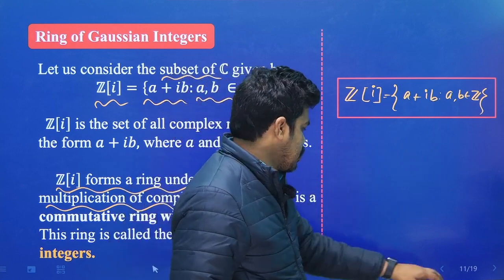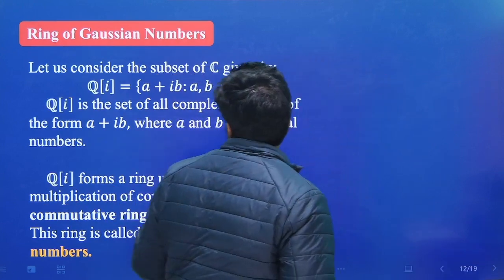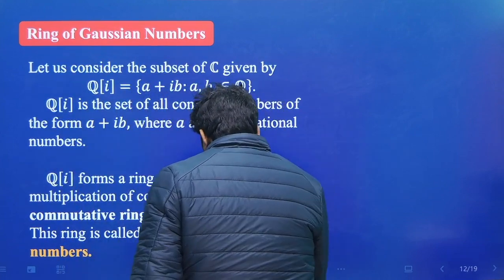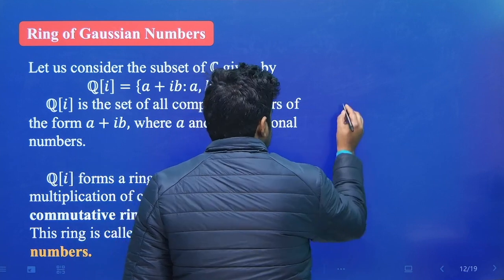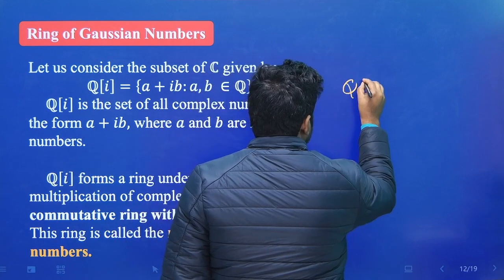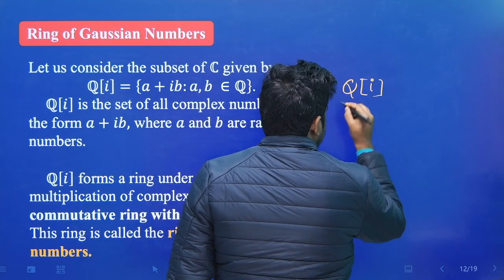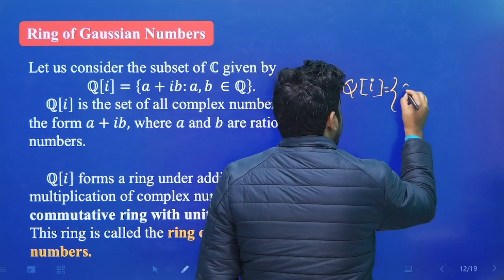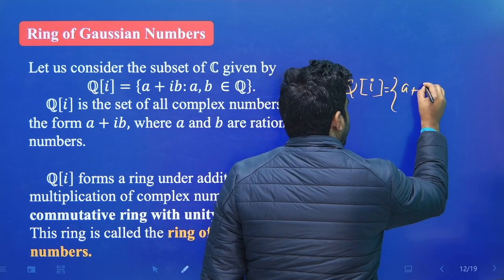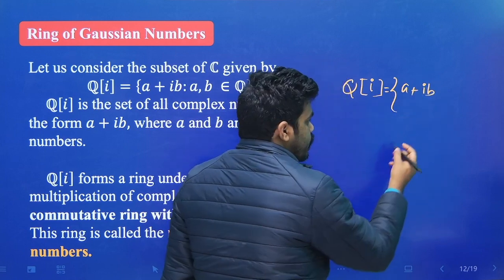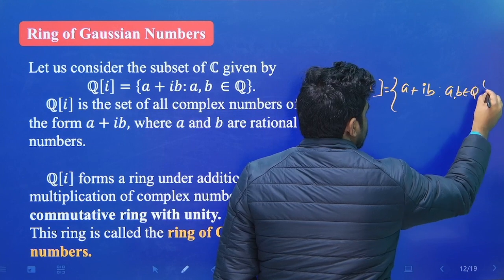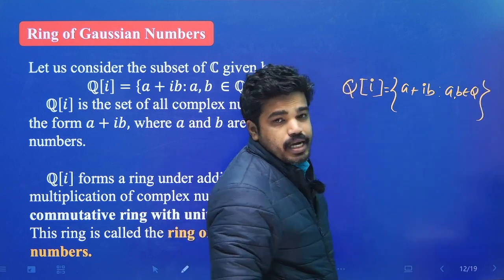Okay. So next, look, the ring of Gaussian numbers, that is denoted by QI. The elements of QI are of the form A plus IB, that is a complex number, where A and B belong to Q. Q is the set of rational numbers.